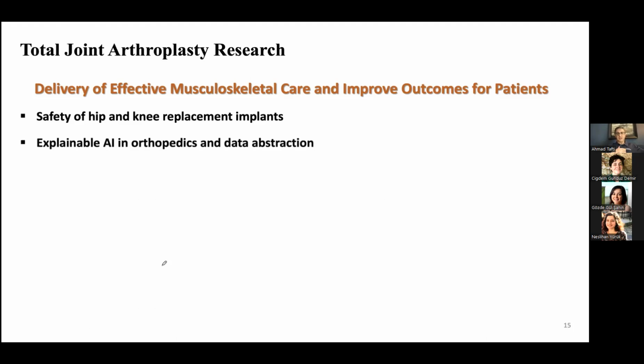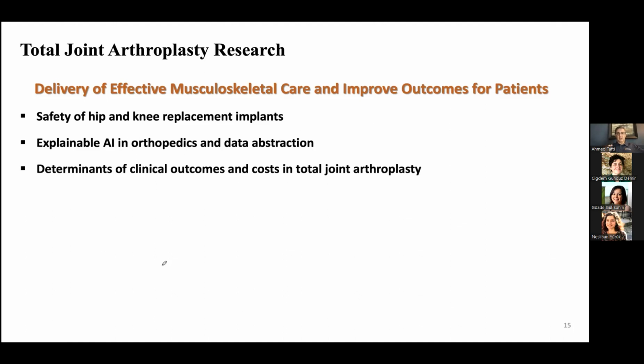And the other one, we are interested in developing natural language processing and computational vision algorithms to do data abstraction, to develop explainable AI in orthopedics. And also we are really interested in determinants of clinical outcome and cost in total joint arthroplasty. What I mean is that we are interested in finding correlation and association between patient characteristics, clinical heterogeneity, and what is going to have a worse outcome, and what would generate a cost-effective or better clinical outcome in terms of treatment strategy, prognosis strategy, and detection strategy.